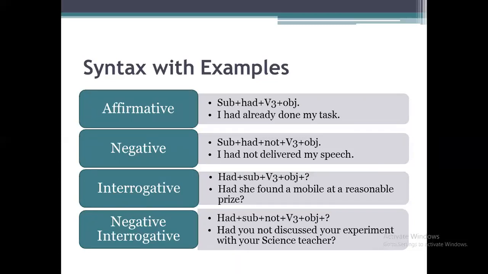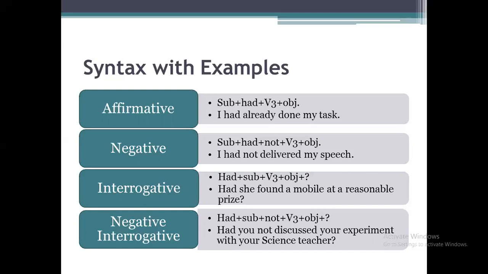Now we have the last structure, which is negative plus interrogative: had, subject, not, and then the third form of verb, plus object, and a question mark. Had you not discussed your experiment with your science teacher? Your mother would ask this sentence if maybe you were not clear about all the instructions of your teacher, and in that situation you didn't ask anything of your teacher. So your mother would ask, had you not discussed your experiment with your science teacher?